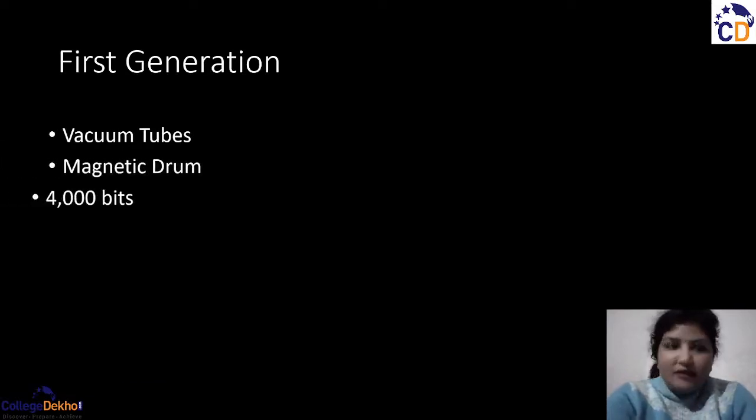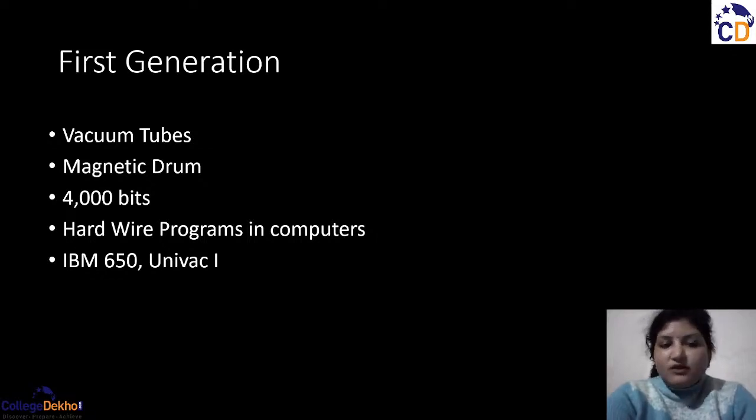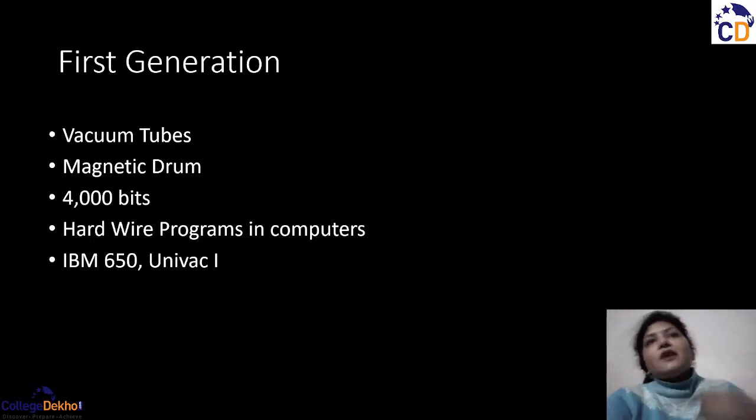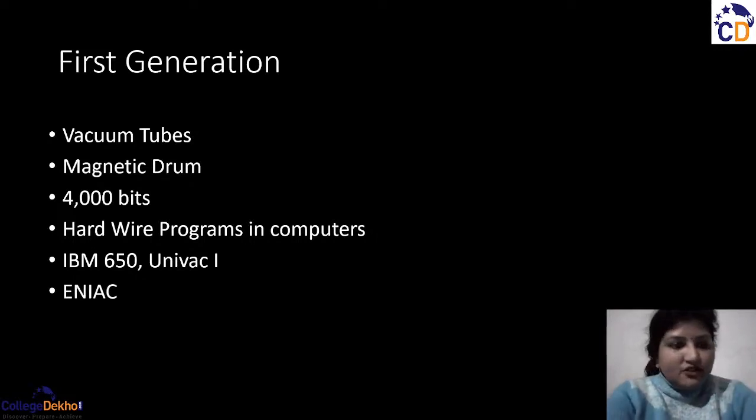Vacuum tubes, magnetic drums, and how many bits per second? That is 4000 bits per second. What are the different machines that we have in the first generation? IBM 650 and UNIVAC 1. How are programs handled, hardware programs in the computer. So these are some highlights of the first generation computers. Right, let us move to the next generation, ENIAC.